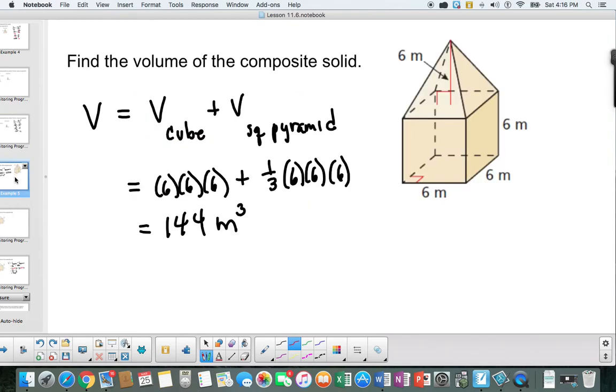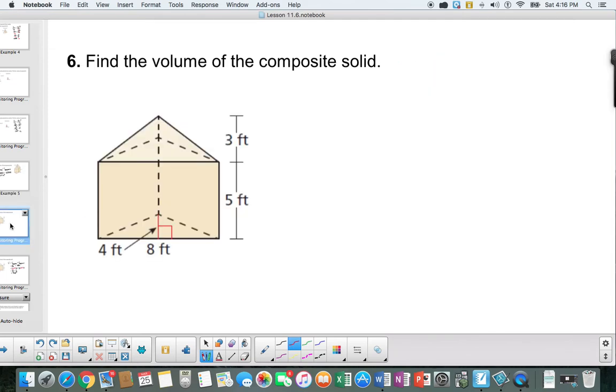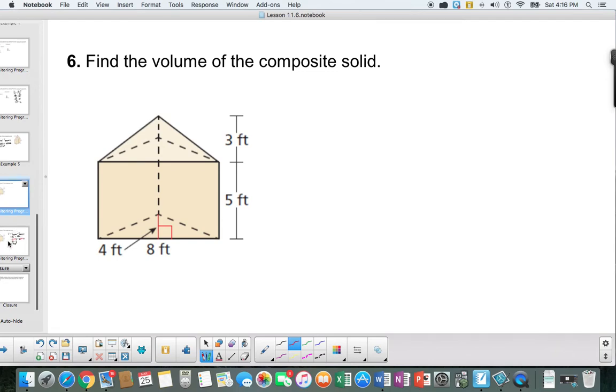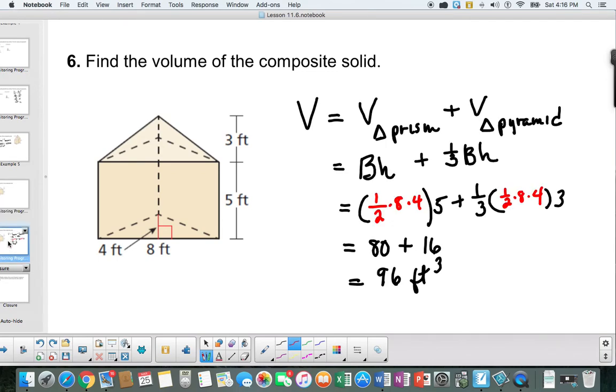Okay, let's find the volume of the composite solid. So this is a solid made up of 2 different solids. One is a cube and one is a square pyramid. So just go ahead and find both volumes, add them up together, and you have the total volume. Your turn. Go ahead and stop the screencast and see what you can do. And here's the answer. Volume of the prism and the volume of the pyramid.